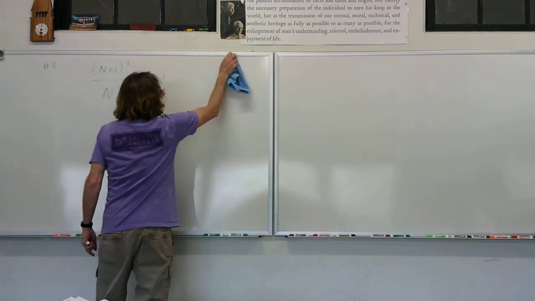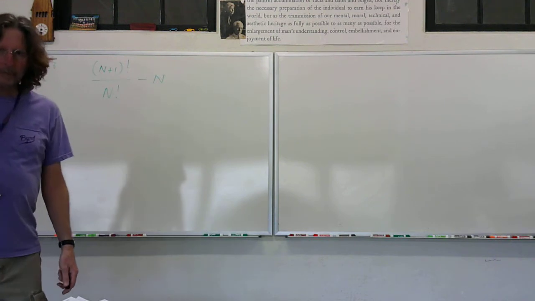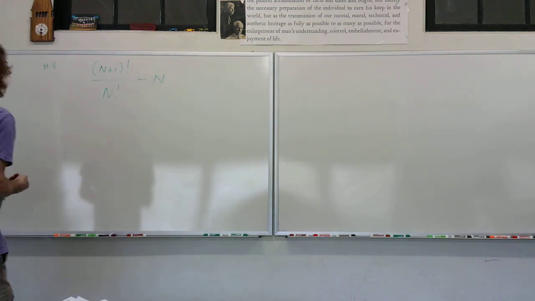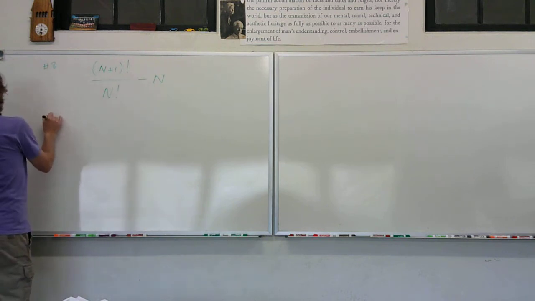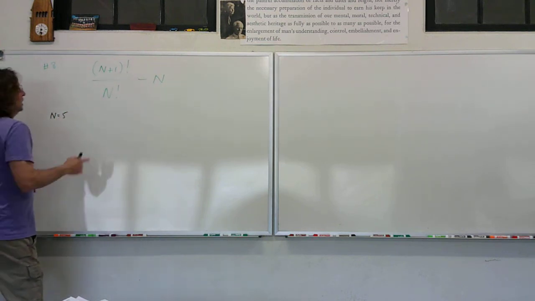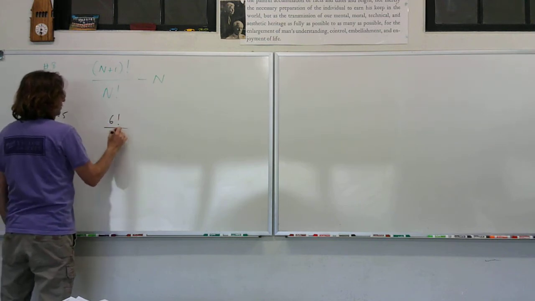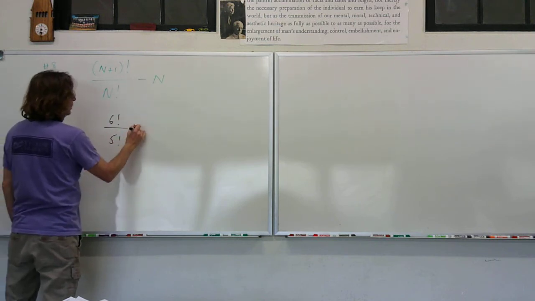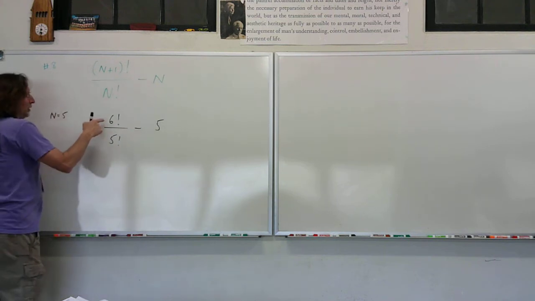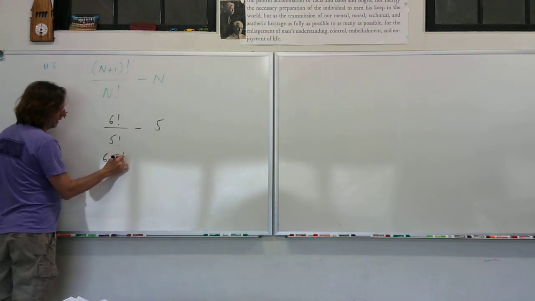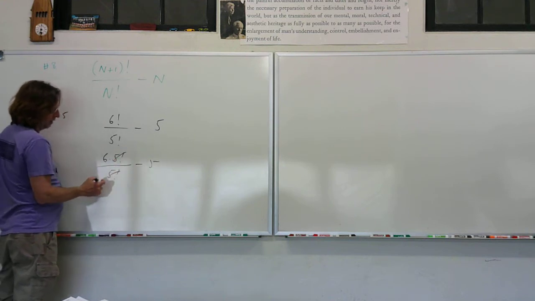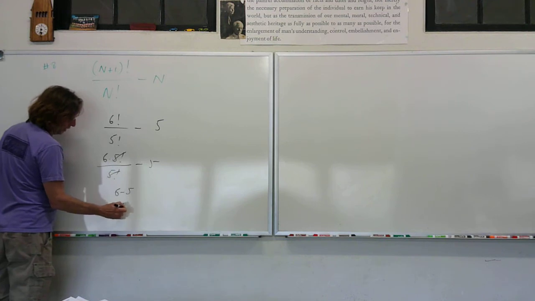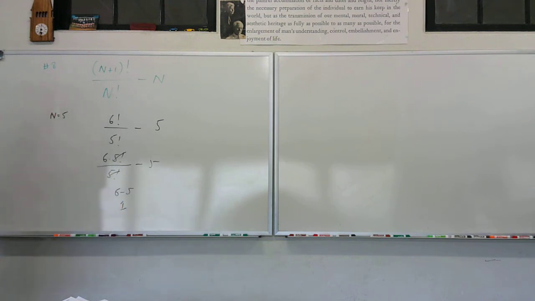Now, if you wanted to work this one and you didn't know anything about factorials, pick a number like 5. Just make n equal 5 and see what happens. So that's going to be 6 factorial over 5 factorial, minus 5. Well, if you look at that, that's 6 times 5 factorial over 5 factorial, minus 5. Bing, bing. 6 minus 5, 1. And you get pretty excited there that your result is 1.